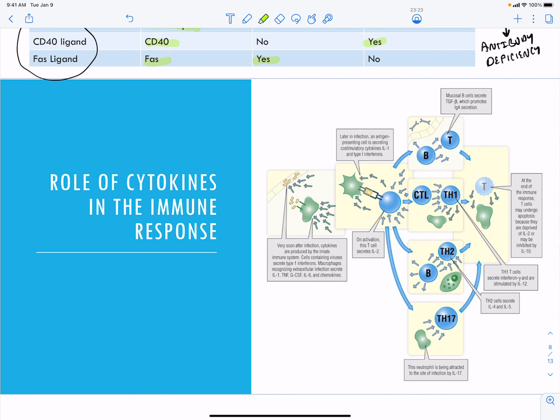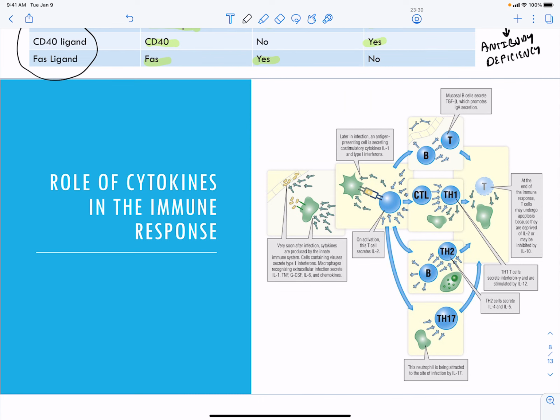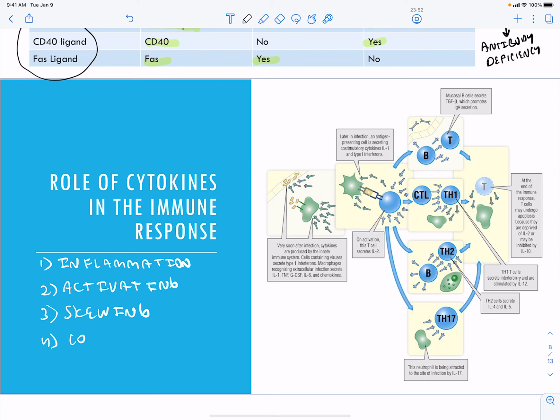Now, so the role of the cytokines in our immune response is very variable. So we have many different roles. We're going to have the role in inflammation that we've been talking about. We have a role of activating. We have a role of skewing. And we have a role, of course, in contraction of a response.